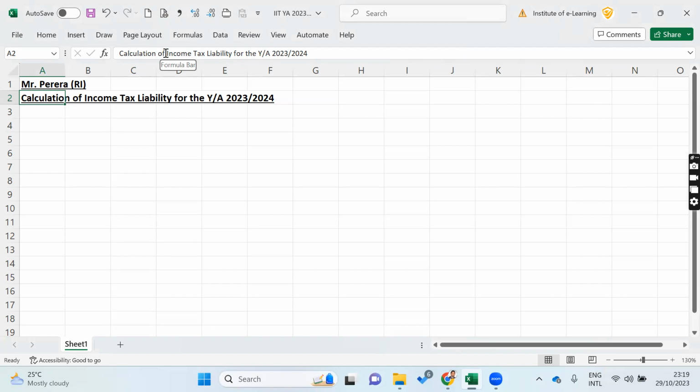Here is the very basic concept, very basic calculation. Then it will help you to understand very well how the basic computation looks like.